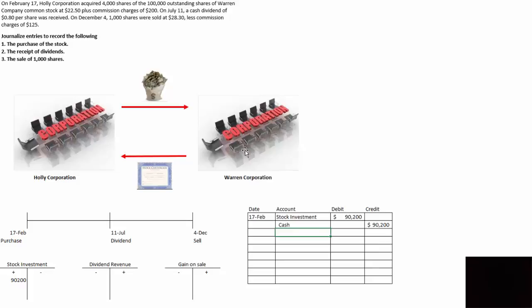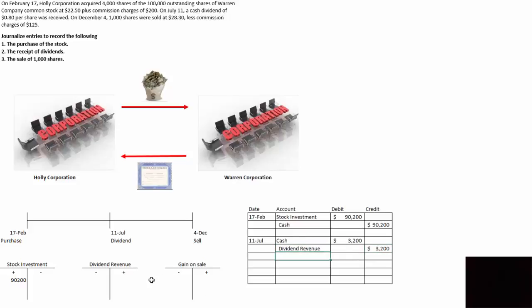Now, subsequent to our purchase, the corporation seems to be doing quite well, and on July 11th, the board of directors says, okay, we're going to issue a cash dividend. So all of the 100,000 shareholders will receive 80 cents for every share that they own. We own 4,000, so we can expect a check to arrive in the mail on July 11th in the amount of our 4,000 shares multiplied by the 80 cents per share. We receive $3,200, and what we record that as is dividend revenue.